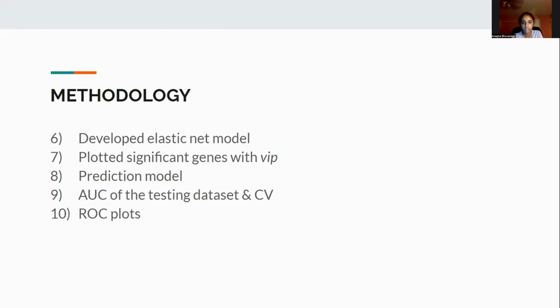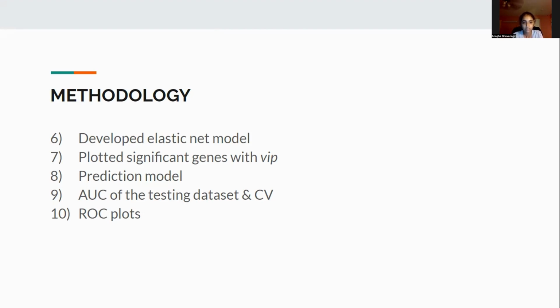Sixth, we developed the ElasticNet model using the lambda values and the alpha values. Seventh, we plotted the significant genes with VIP. And then eighth, we created our prediction model. And this is basically the test validation, where we input our testing data set into the ElasticNet model to see how well our model performs with the second data set.